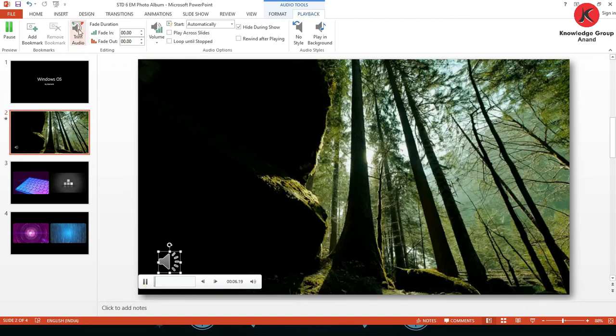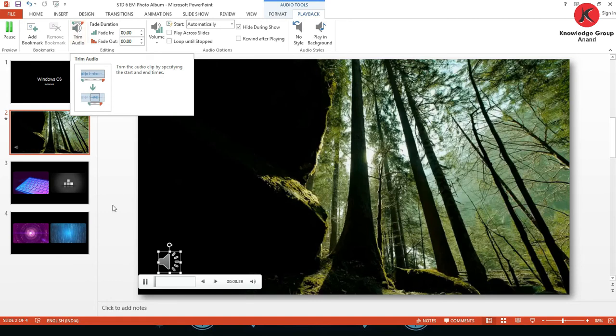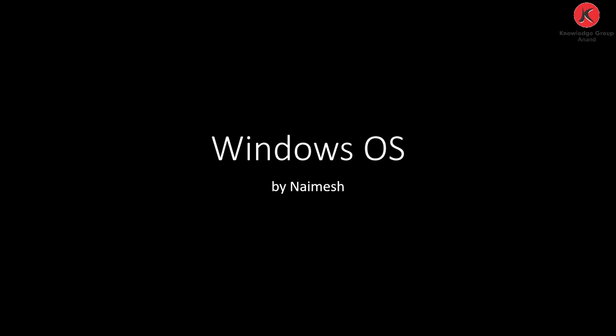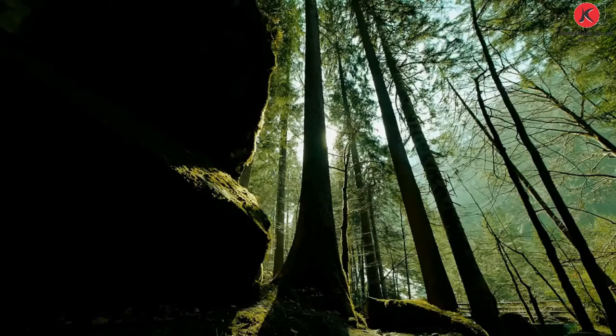Also we can trim the audio from here. We can decrease the volume size here from bottom to top. This is the next audio, and we can rewind from this also. So this is all about how to insert audio or video from the computer or from online. If you want to play in background, you can just click on the background and press F5. Your background audio will automatically play.